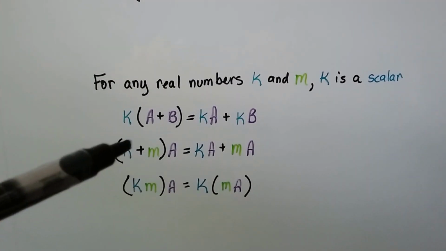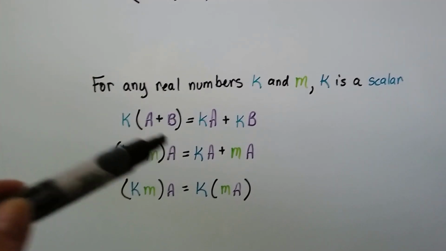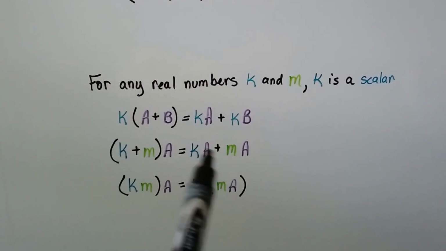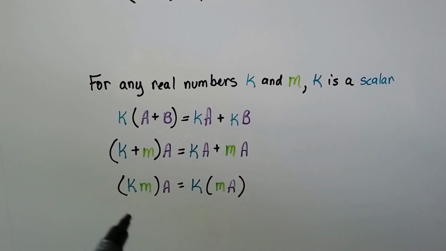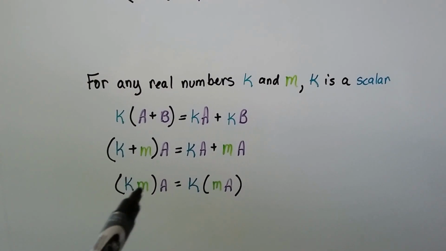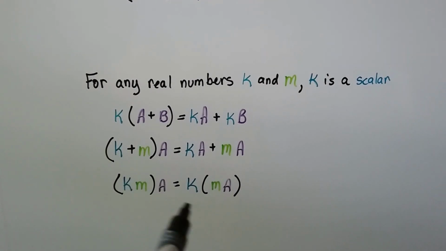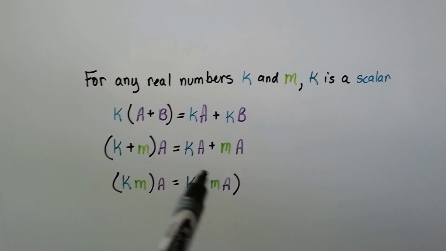And we can add the K and M together and then multiply it by A, and it's going to equal the product of K and A and M and A added together. And we can do the scalar K times M and then multiply it to A, and it's going to equal M times A times K.